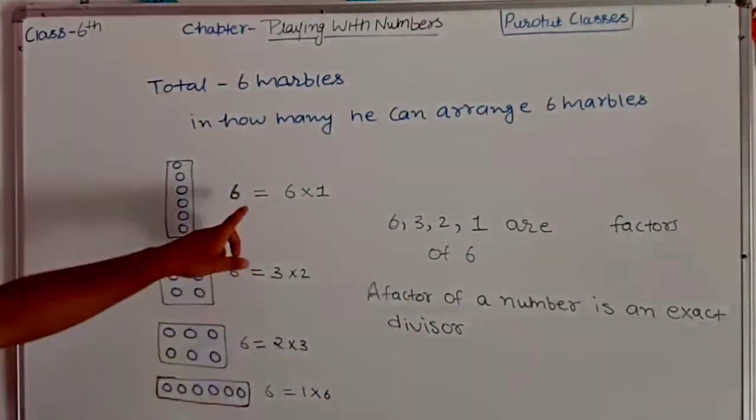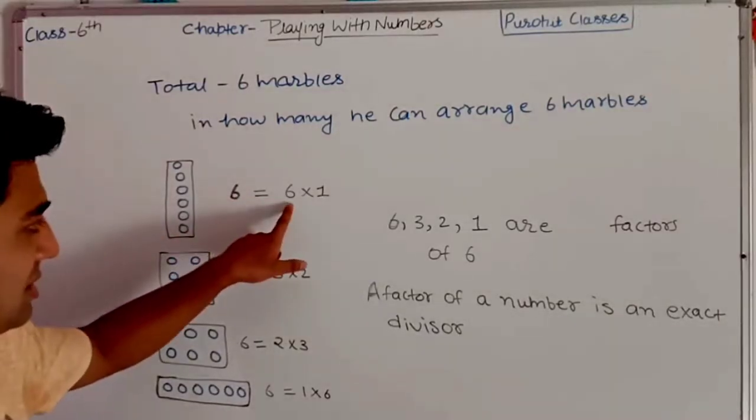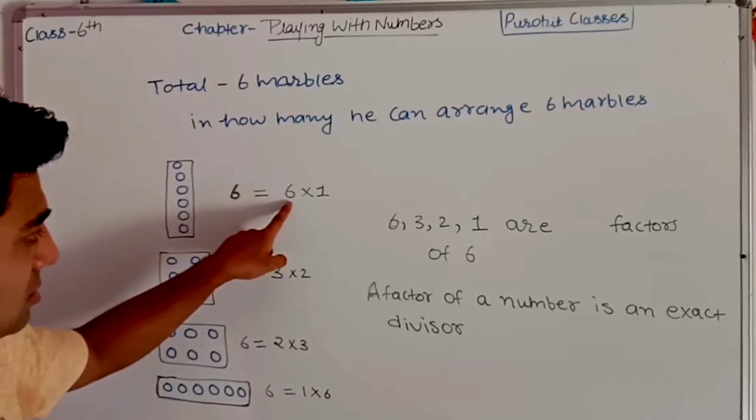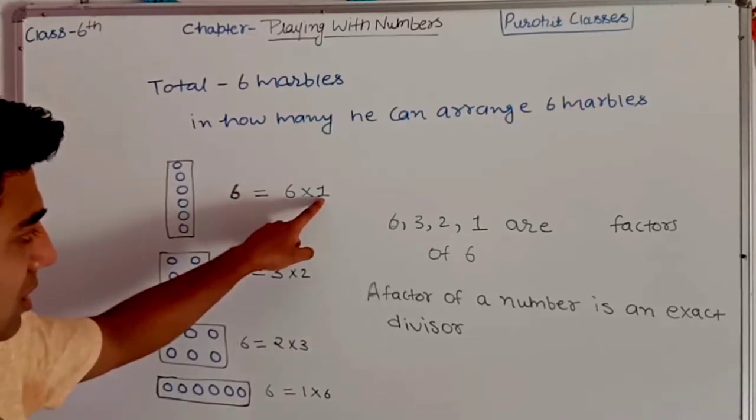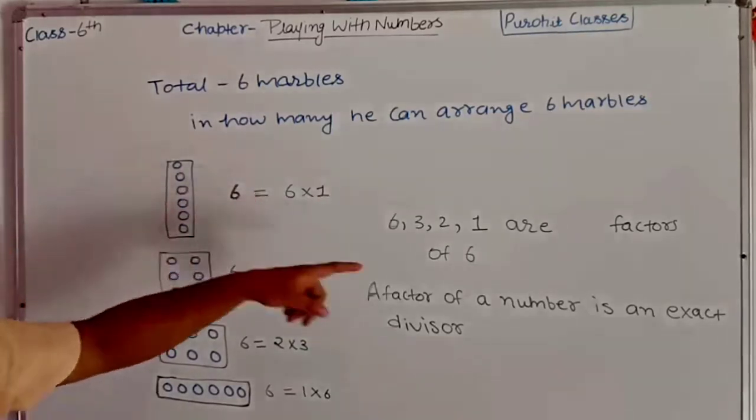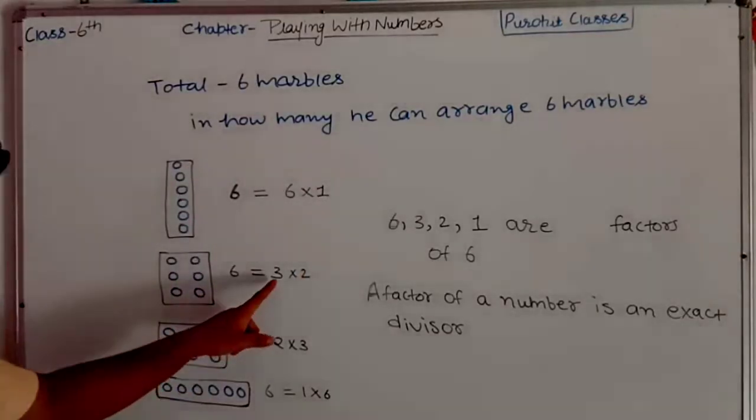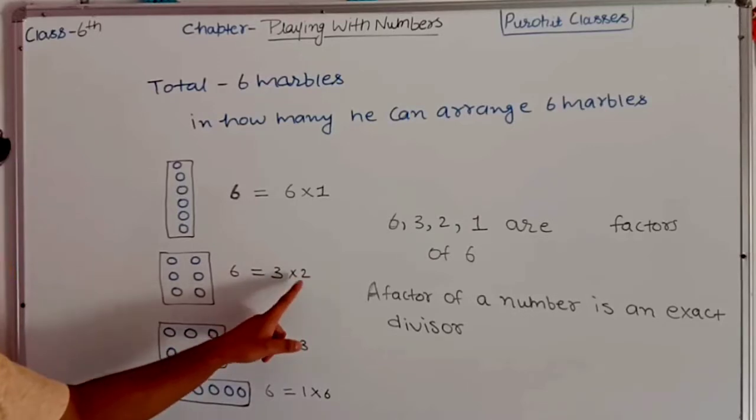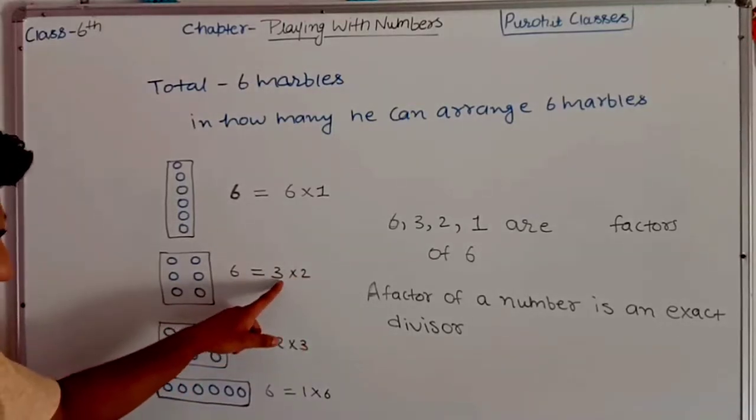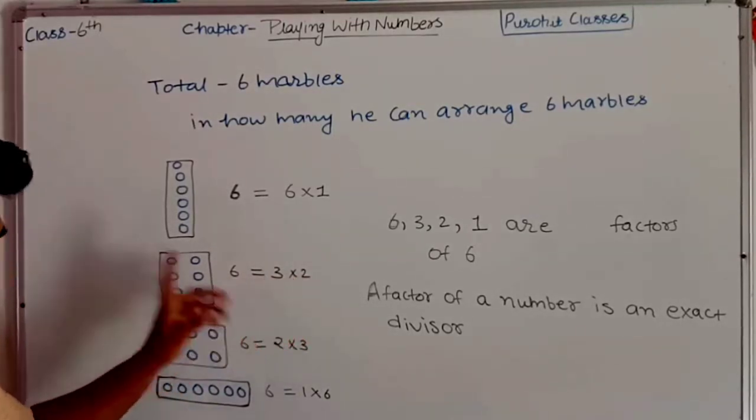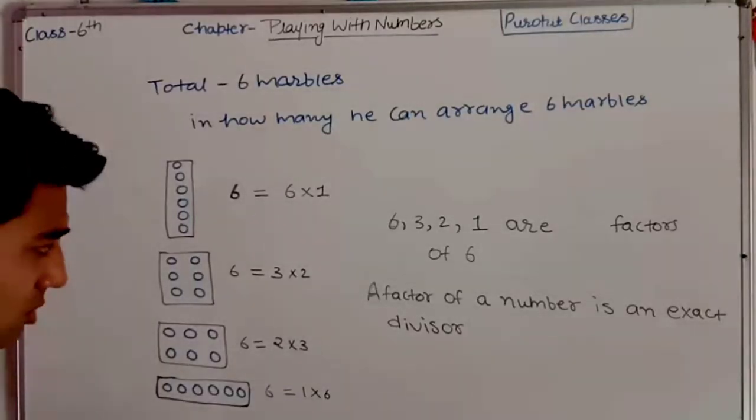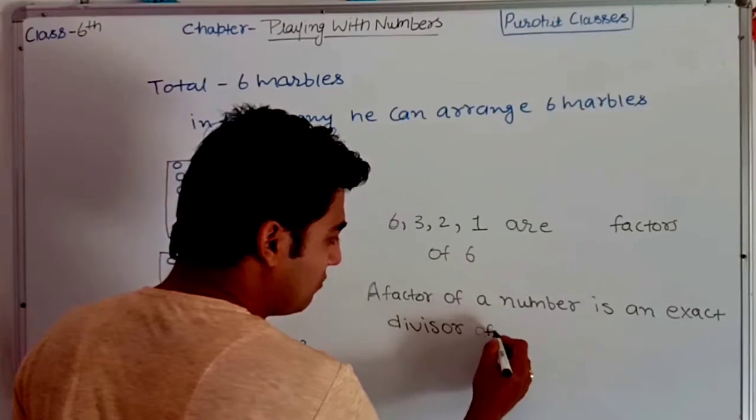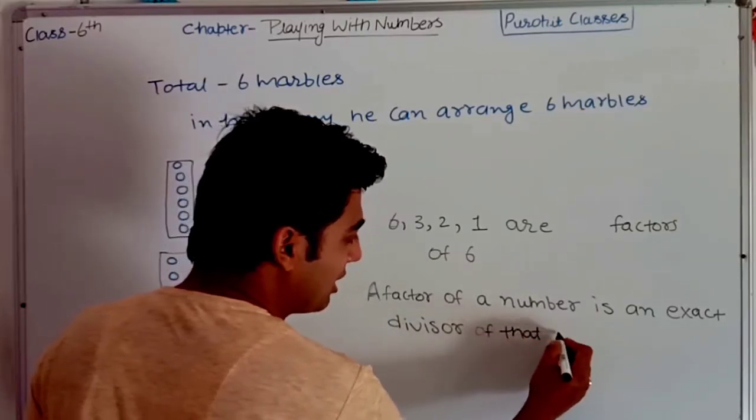Like what we have seen, that 6 can be arranged as 6 multiplied by 1. So it means that this 6 and this 1 are exact divisors of 6. You can check it yourself. Similarly, 6 can be written as a product of 3 and 2. It means this 3 and this 2 are the factors of 6. Getting or not? So a factor of a number is an exact divisor of that number which we are talking about.